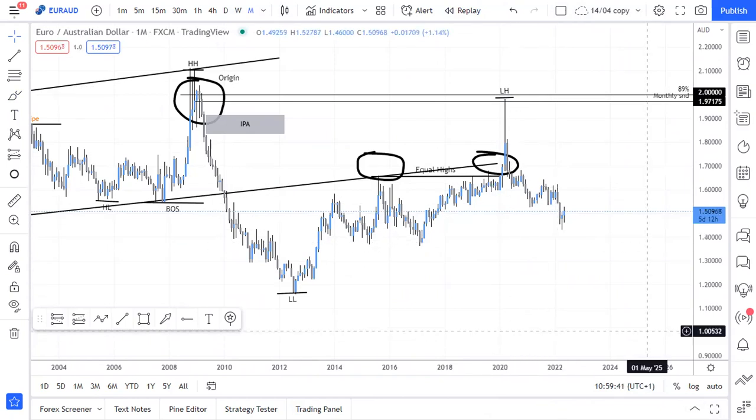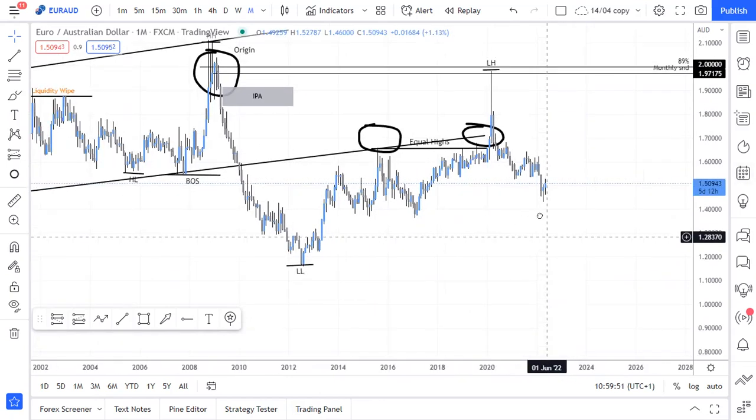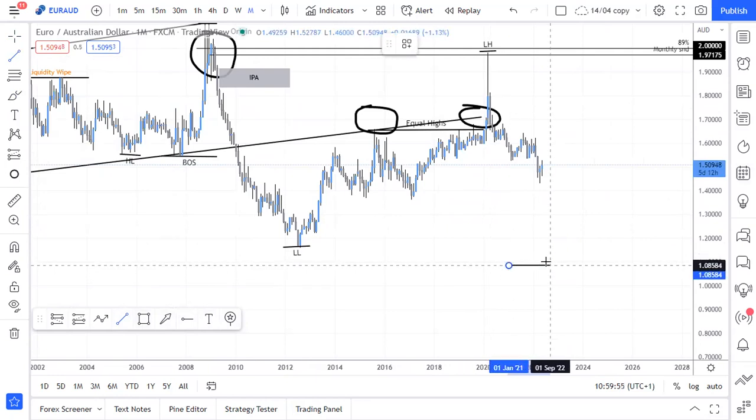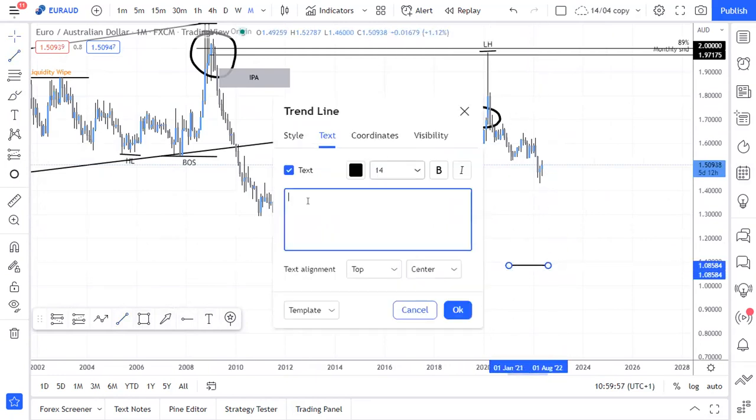So now what can we look for? Now we know what we're looking for. We're looking for a new downtrend. So we've made our lower high. Now we're going to be looking for our new lower low.